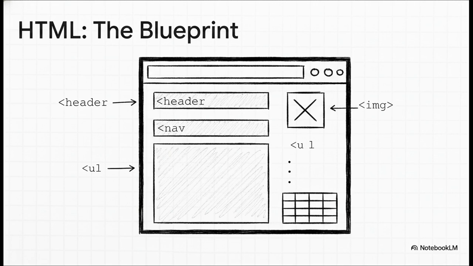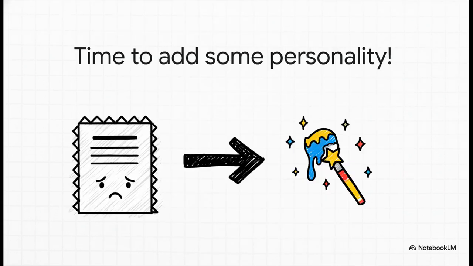These little things called tags, like a header for your name, navigation for your links, an image tag for a picture, they're the building blocks that define all the different parts of the site. It's all about that raw structure. Now, a plain HTML page works, sure, but it's not exactly pretty, right? It's just black and white text. That's where CSS comes in. So let's add some style.